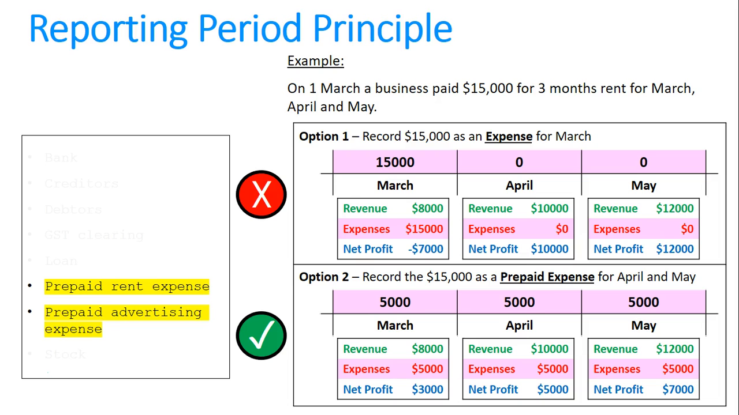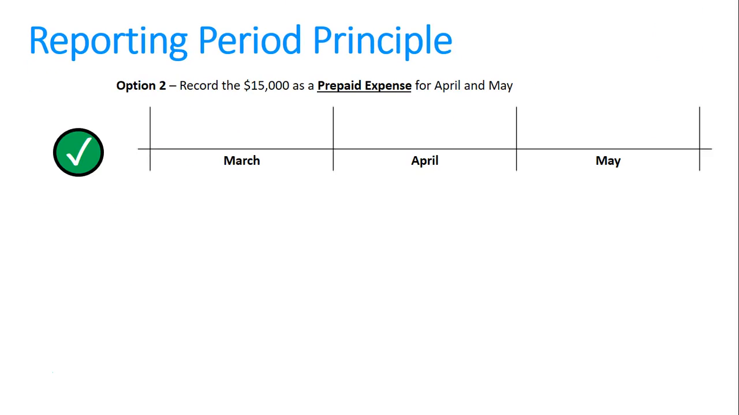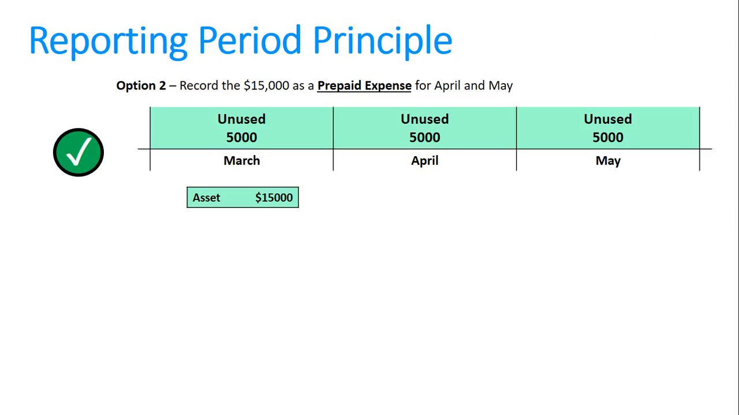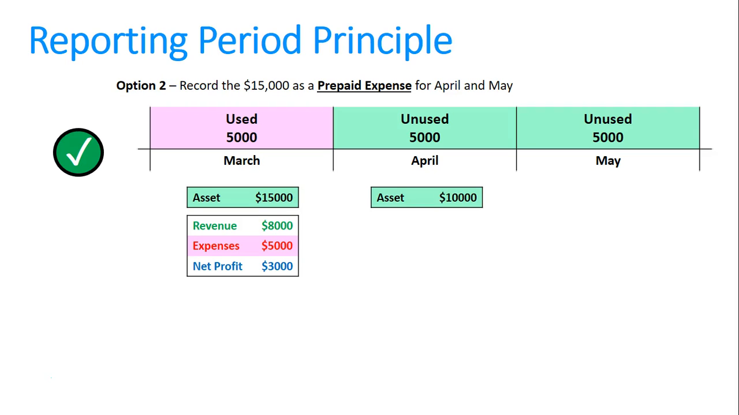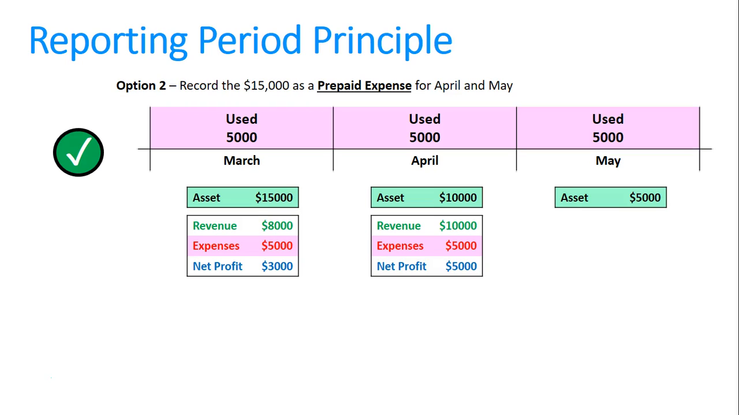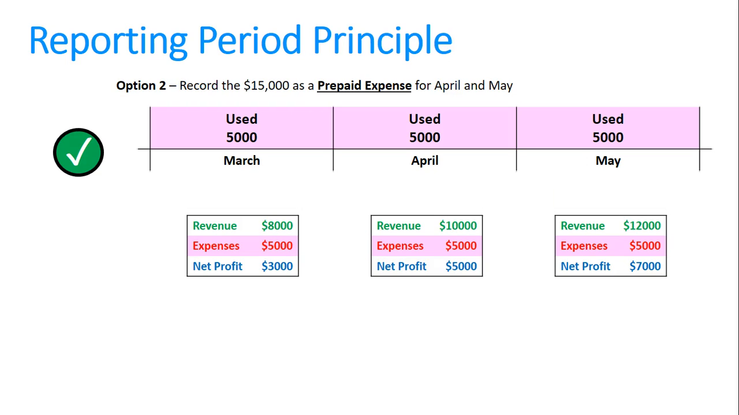Let's go and figure out why it's correct with regard to the reporting period principle. So how does this work? At the start, when the $15,000 is paid for the future, we actually call that an asset, not an expense at all. So we would say we've got a $15,000 prepaid rent asset. That first month goes by and we use $5,000 of the rent that we've prepaid. That becomes an expense. What we've got now at the start of April is a $10,000 asset. The month goes by, we use up another $5,000 as an expense, and into May we have an asset of $5,000. Lastly, we use up that and we end up with an expense of $5,000 for May, and eventually our asset just disappears.